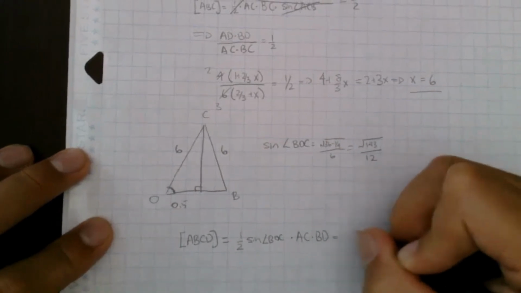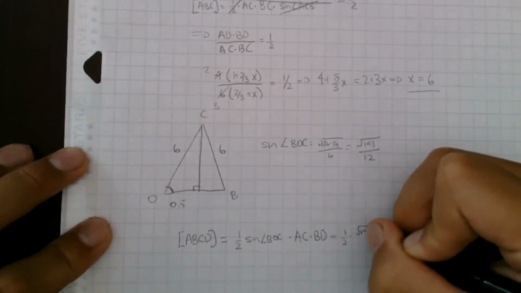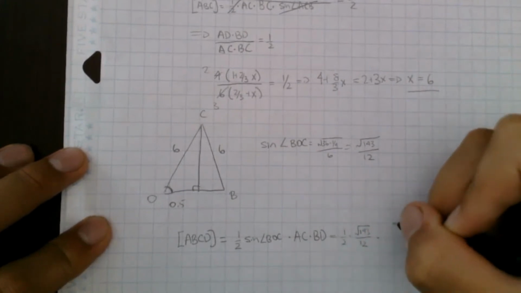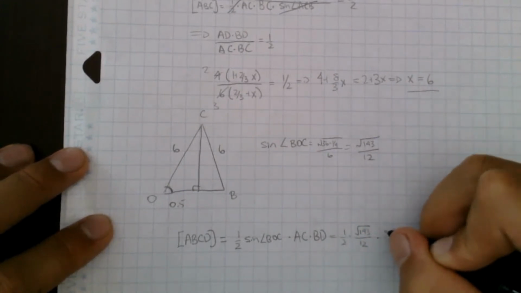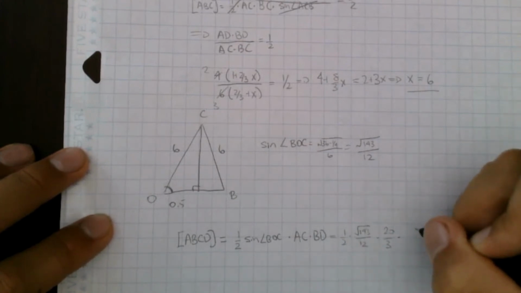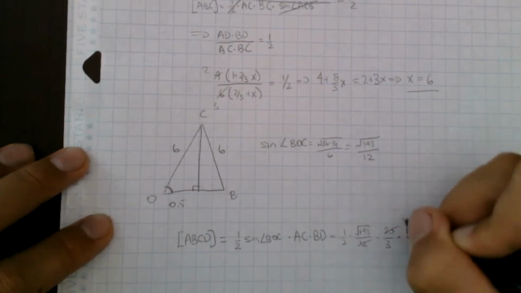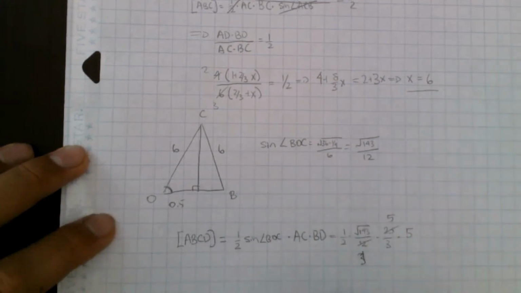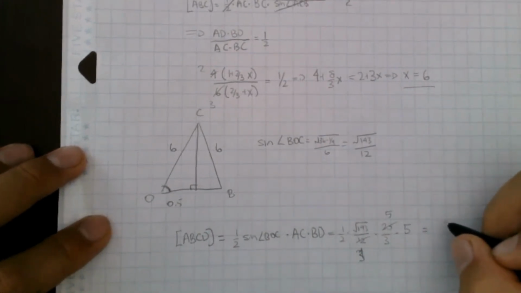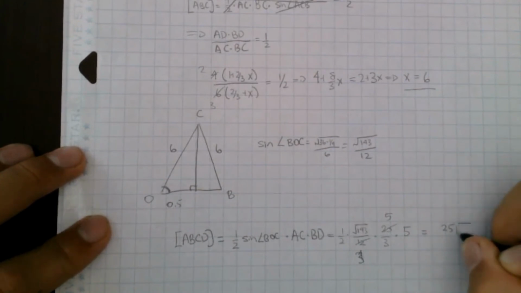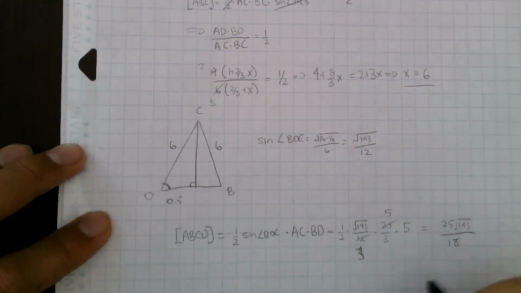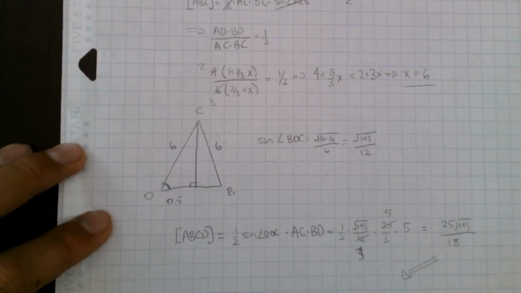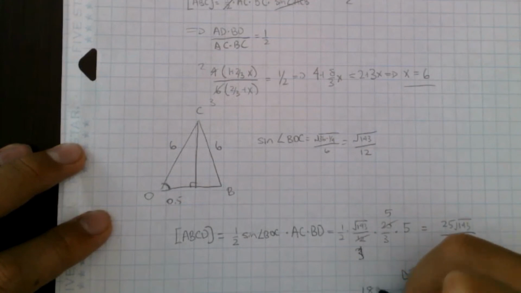So this is equal to 1/2 times root 143 over 12 times AC, which is equal to 20 over 3, times BD, which is equal to 5. Cancel. And then, sorry, 3. And then we get that this in all is equal to 25 root 143 over 18, and then adding 25, 143, and 18, we get that this is equal to 186.